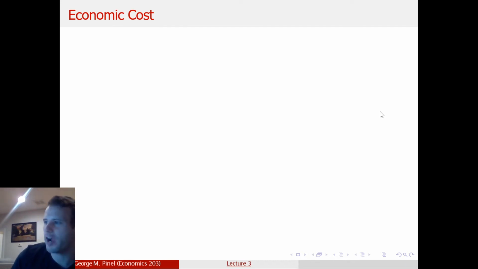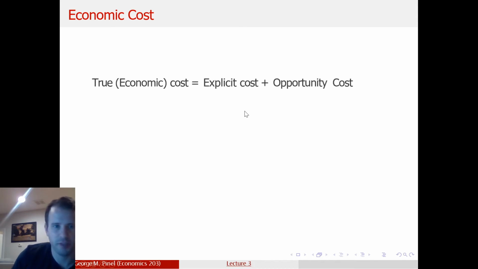So formally, we define economic cost to be your true cost. Economic and true costs are used interchangeably to be your explicit cost plus your opportunity cost. So going back to the example I said in the recap slide about your opportunity cost of going on a date, you have 5 potential dates. You choose one lucky person to go on the date, or one unlucky person. Let's say number 2 was your next best option.